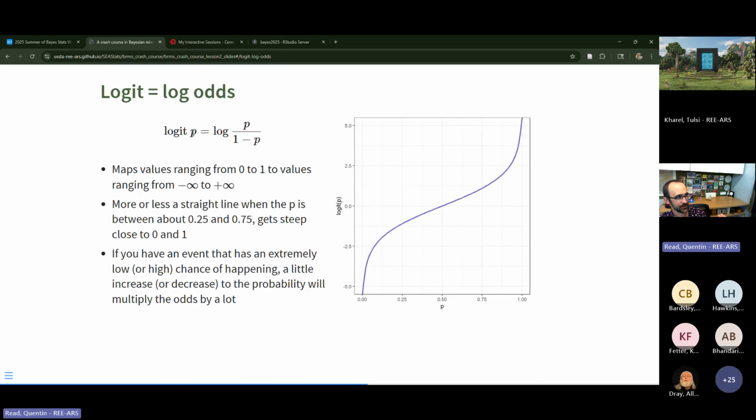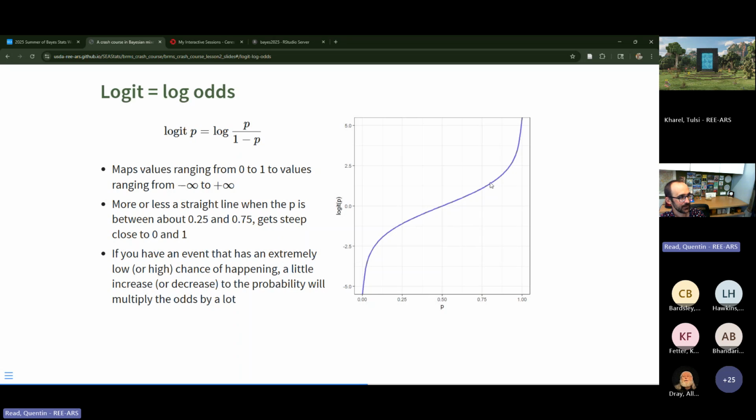Logit, so the logit of a probability is also called the log odds. It's the log of p over 1 minus p. If p is between 0 and 1, the logit of p could take any value. As p approaches 1, logit of p approaches infinity. As p approaches 0, logit approaches negative infinity. Here's a graph of logit.